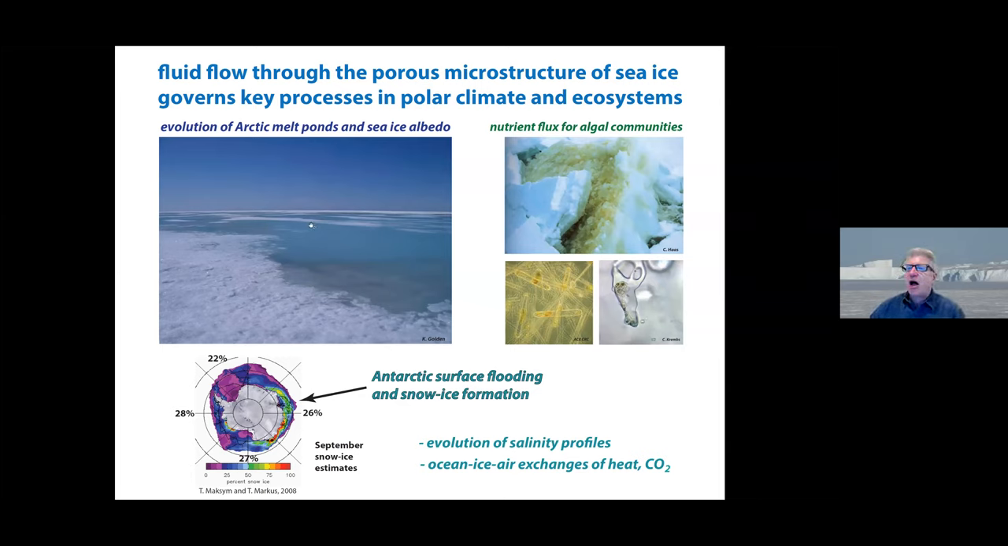So whether or not these ponds, for example, grow or drain overnight, completely changing the albedo, depends upon the fluid permeability, how easy it is for fluid to flow through the sea ice below. And then there are all these algae that live inside the sea ice. This is one of the most fascinating aspects of sea ice. It's this incredible ecosystem in itself because of these fluid inclusions.